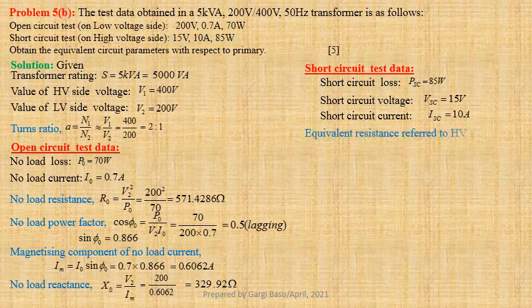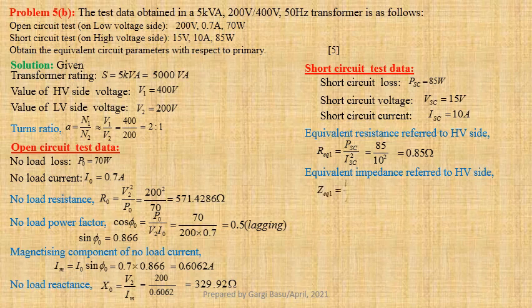Equivalent resistance referred to high voltage side, Req1 equals PSC divided by ISC square, that is equal to 85 divided by 10 square, that gives us 0.85 ohm. Now we shall determine equivalent impedance referred to high voltage side. ZEQ1 equals VSC divided by ISC, that is equal to 15 divided by 10, that gives us 1.5 ohm.